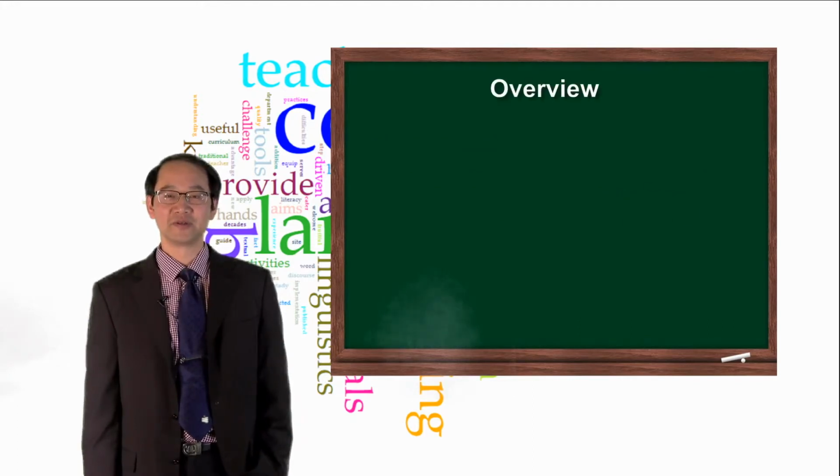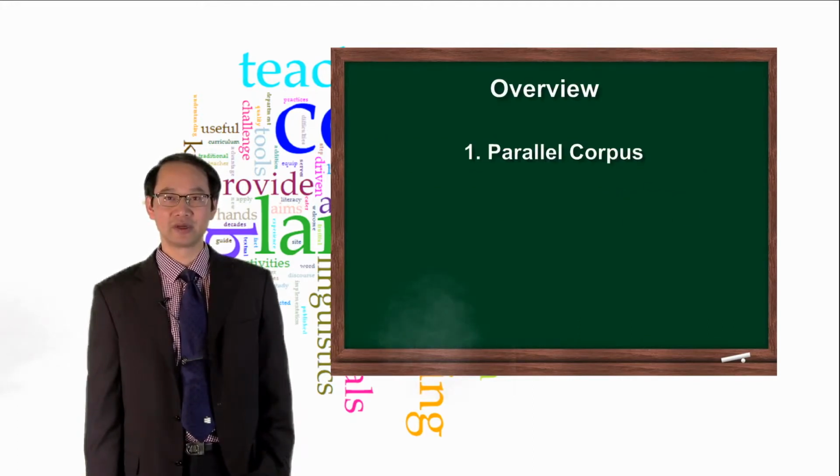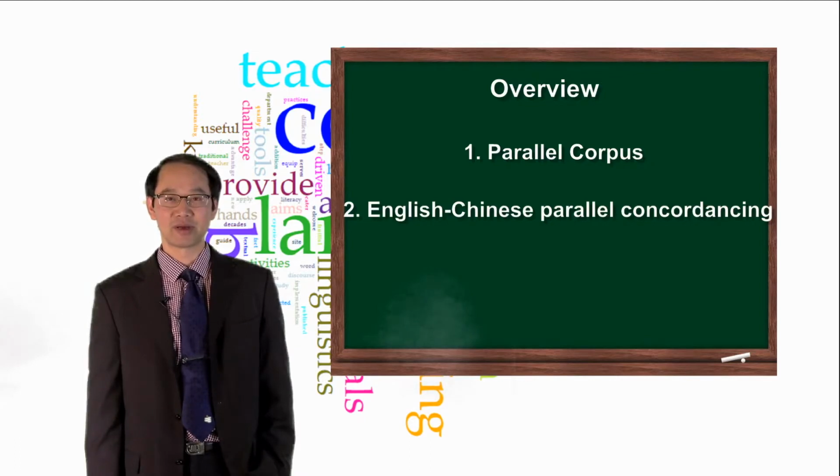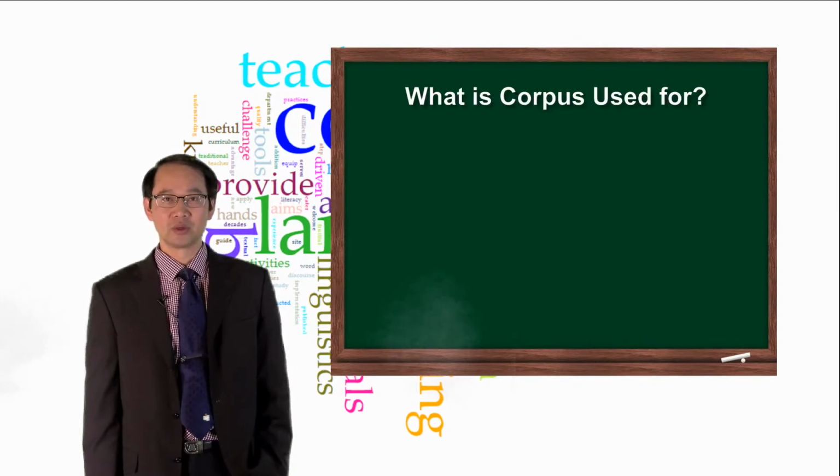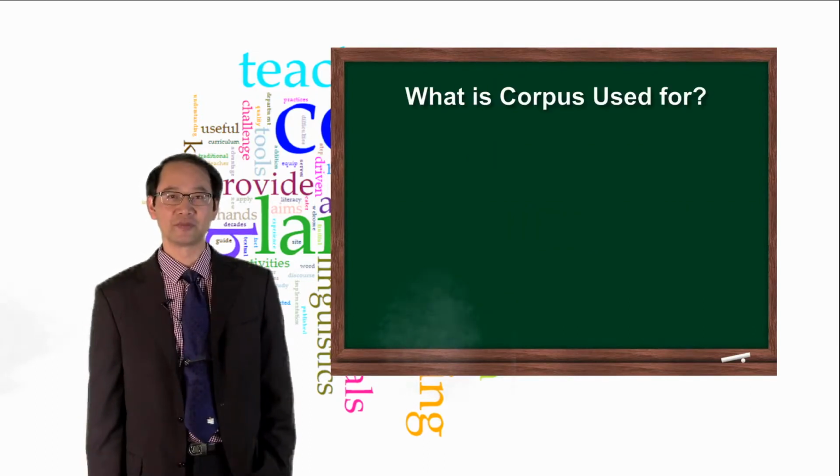Here is the overview. First, I will talk about parallel corpus and the English-Chinese parallel concordancing. Then I will give some examples about English-Chinese comparative studies based on parallel corpus. Then I will conclude.